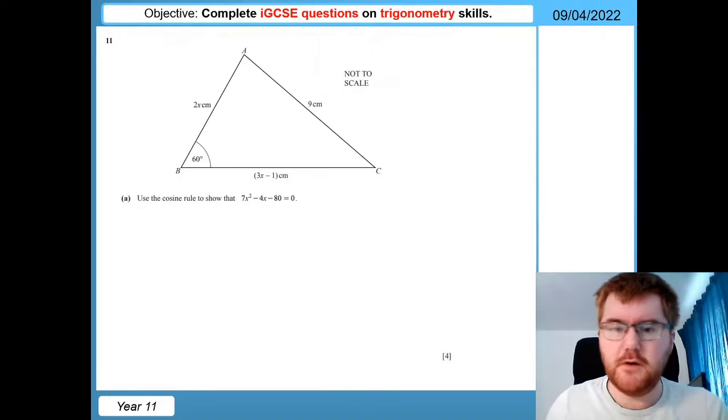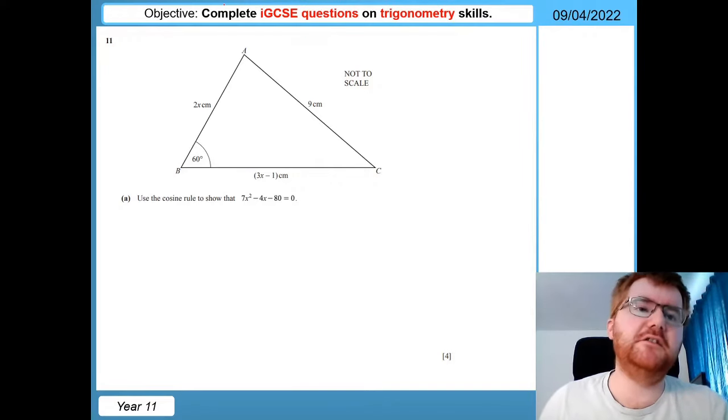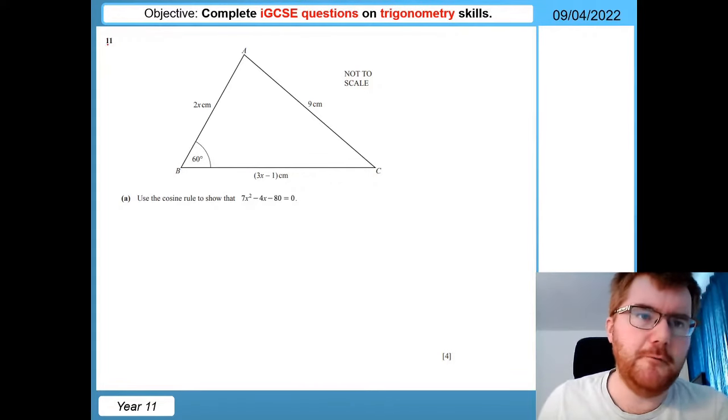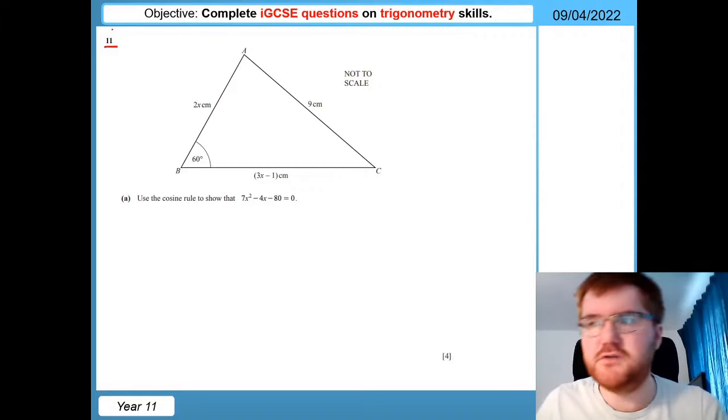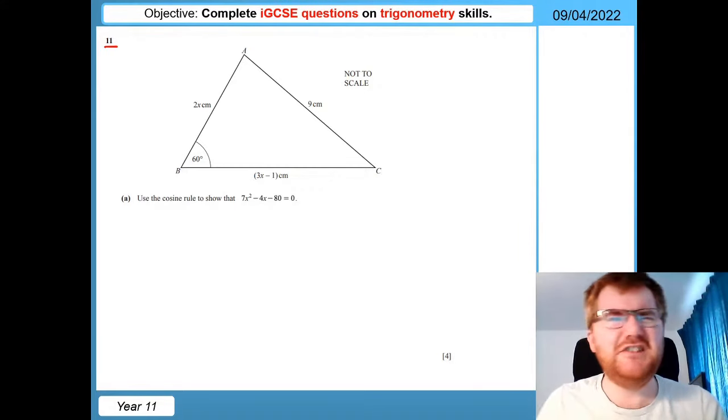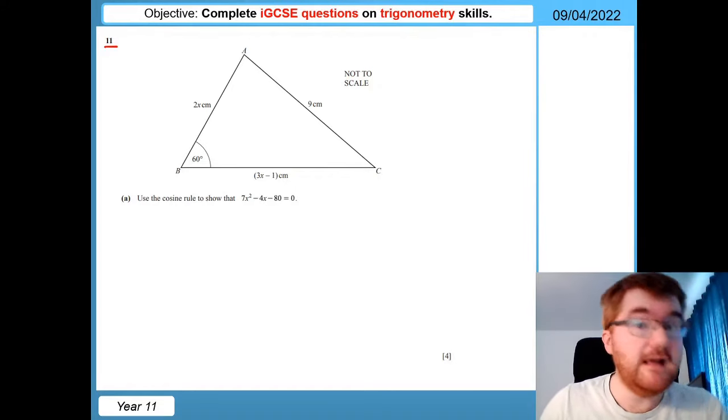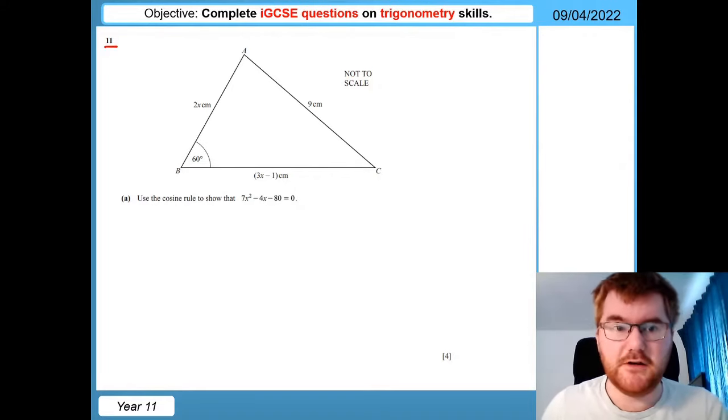Alright, and let's continue on to a more difficult style question. Now notice when you get a question number here on paper 4, with this being question 11, question 12, towards the end of the paper, they generally are on the harder side. Whereas you're going to see later on question 3, that'll be a slightly easier style question.